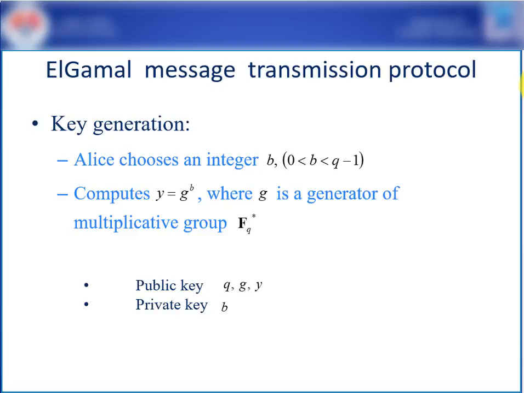more public key cryptosystem which is also based on the discrete logarithm problem. This is the ElGamal message transmission protocol. In this protocol, we work on a prime finite field Fq. So Alice chooses some field Fq on which the encryption process is done.